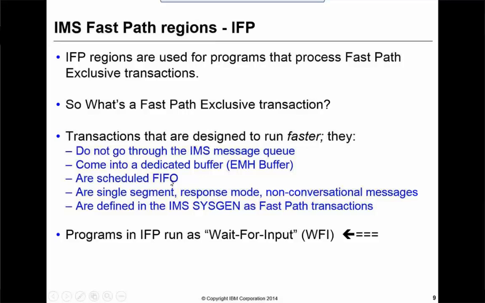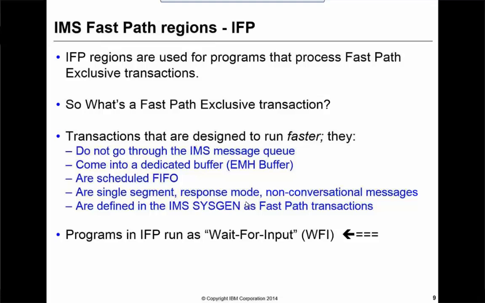You don't have priorities and people competing, none of that stuff. You come in first, you get processed first. FastPath transactions are smaller in size. They're single segment transactions. They are also what's known as response mode transactions, which means that when you enter the transaction, your keyboard is locked. You can't enter another transaction until we finish that transaction.